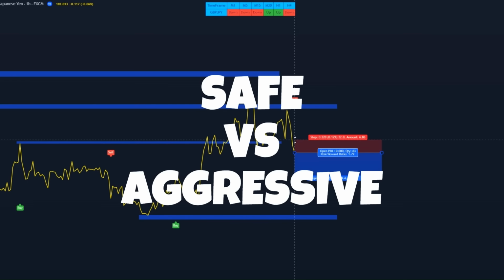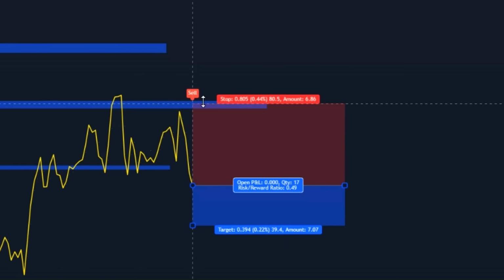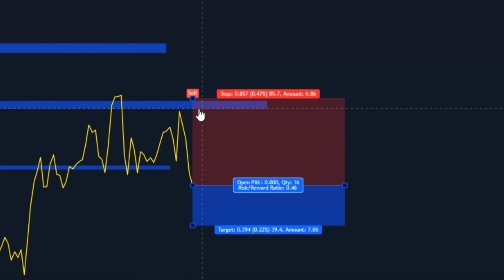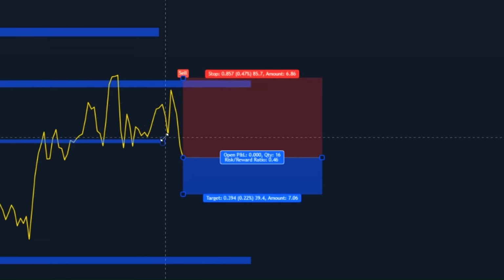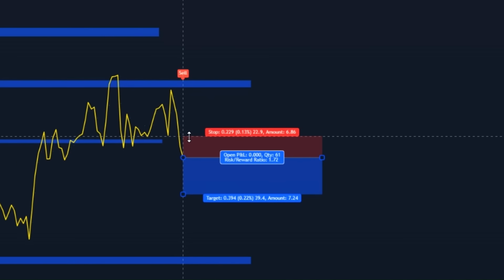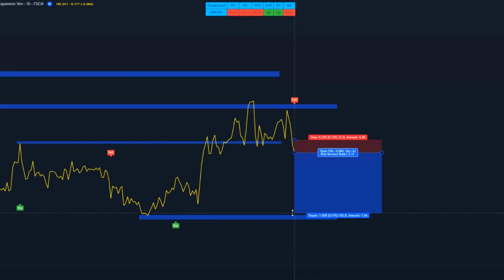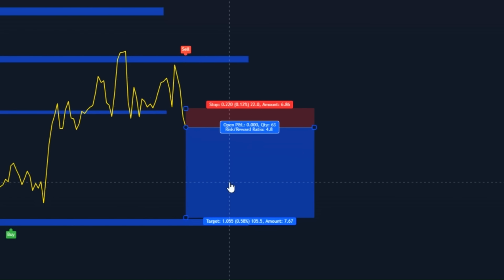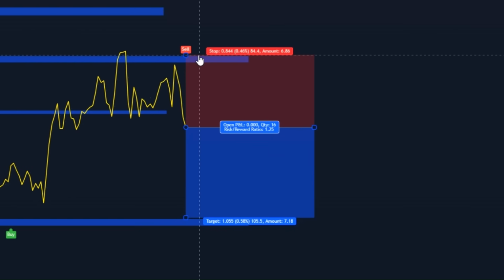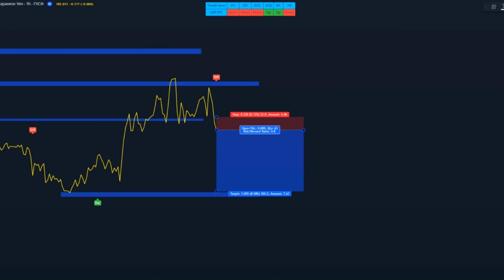So we can enter our position here. You can either be safe or aggressive in this situation. The safer option is to put your stop loss above the resistance that it bounces off, or because there is a resistance zone right here, you could go for the aggressive option and put your stop loss there. We will be targeting just above this support level. The aggressive option would be a 4.8 risk to reward, and the safe option would be a 1.25 risk to reward. So let's see what happens.